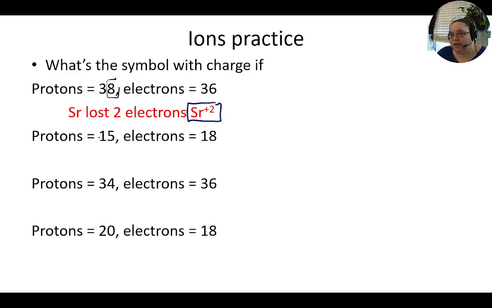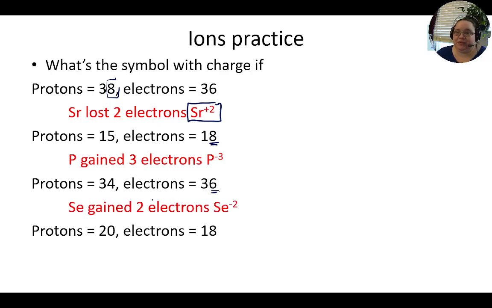It is a strontium cation. Looking at the second one, element number 15 is phosphorus. Well, phosphorus has more electrons. It has 3 more electrons. Therefore, this is going to be phosphorus minus 3. Looking at that third one, element number 34 is selenium, Se. Selenium has 2 extra electrons. It is a selenium anion, so it's Se minus 2. Last but definitely not least, protons are 20, so we are looking at calcium, and calcium has more protons than electrons, so it is calcium plus 2.